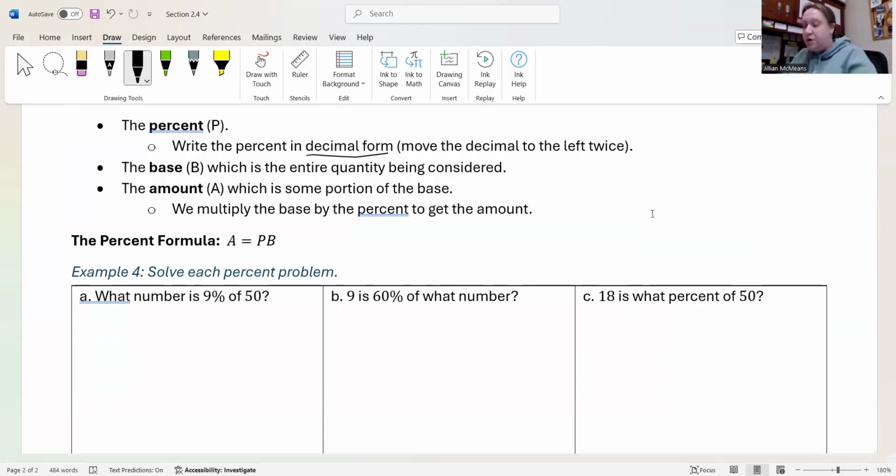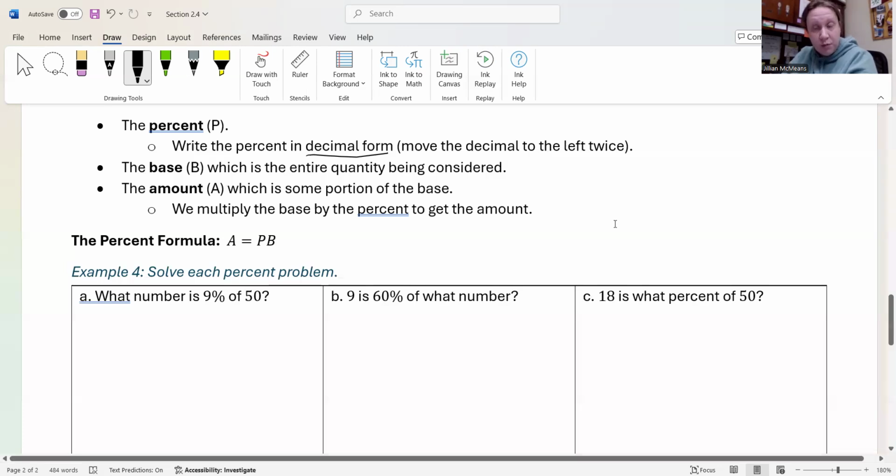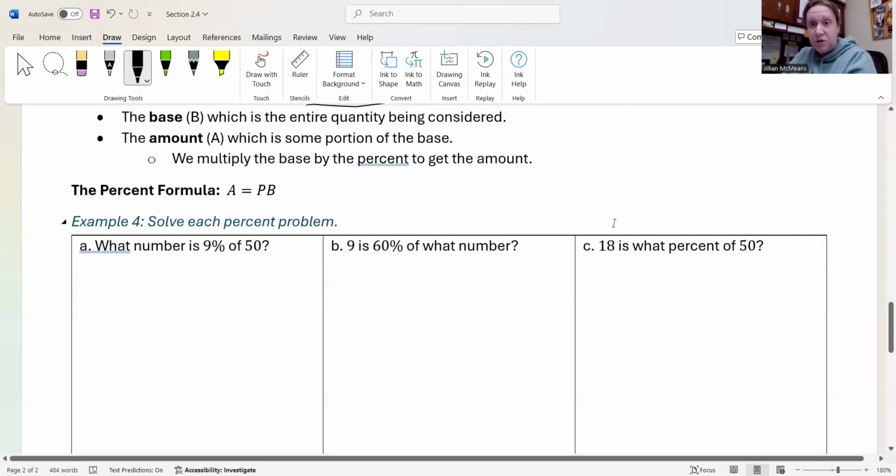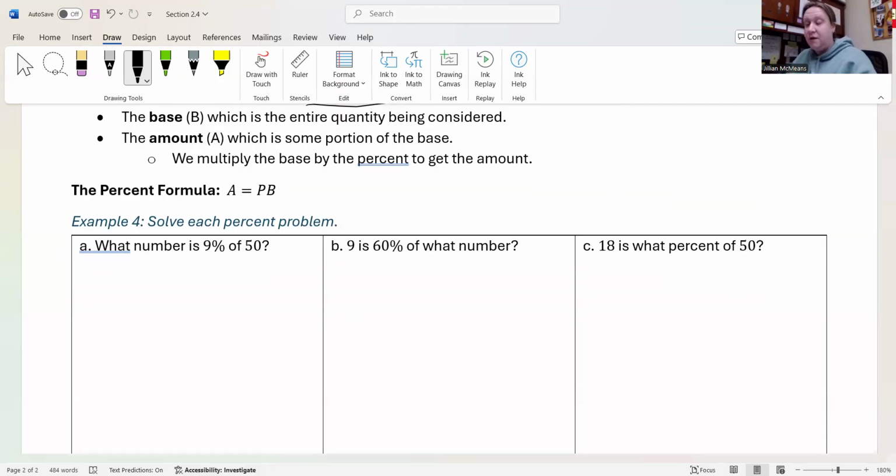So example 4 says solve each problem. So what we're going to do is use this idea of the percent formula. We're going to plug in the information we have, and we're going to solve for the missing component. So one of the three pieces is going to be missing. We can find that. All right, so first we have: what number is 9% of 50?